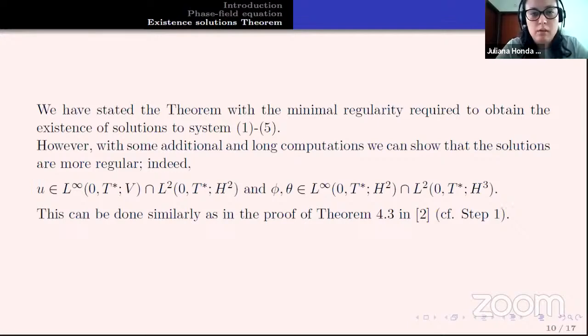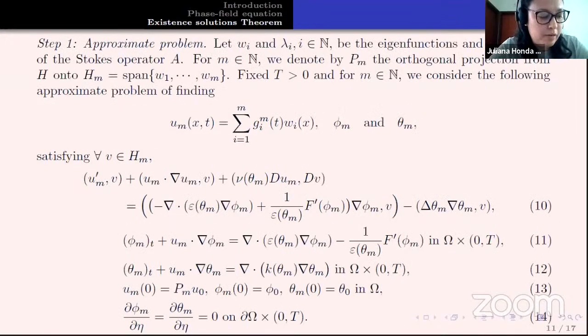Now, I want to give a brief idea of the proof. To show the existence of local solution to our system, we will use the semi-Galerkin method, and we split the proof into 4 steps. In the first step, we introduce the approximated problem. Given omega_i and lambda_i, the eigenfunctions and eigenvalues of the Stokes operator, the idea is to find the solutions u_m given by this linear combination.